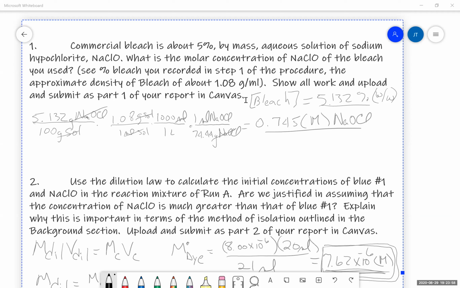I'm going to assume that my bleach was 5.132% by mass. Yours was 4 point, I don't know what, but you have it because you wrote it down from the bottle. And what that percentage means is that in my case, there was 5.132 grams of NaOCl, the bleach, per 100 grams of solution. They give you a density, so you can convert that from grams to milliliters.